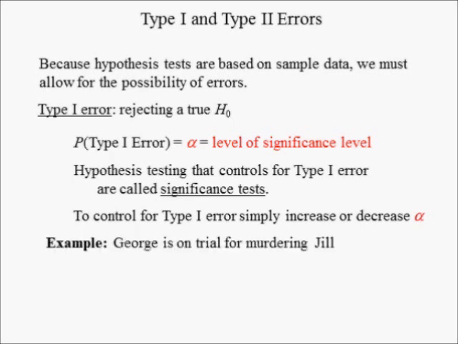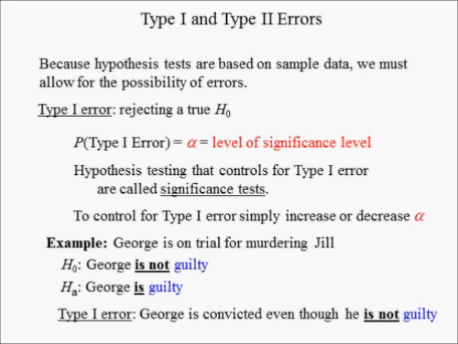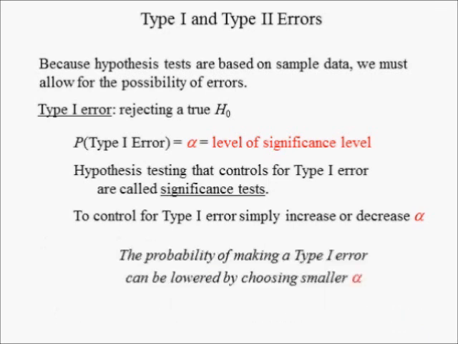Example, suppose George is on trial for murdering Jill. In America, people are presumed innocent. Thus, the null hypothesis is George is not guilty, while the alternative hypothesis is George is guilty. A type 1 error occurs if an innocent George is convicted of murder. The probability of making a type 1 error can be lowered by choosing a smaller alpha.